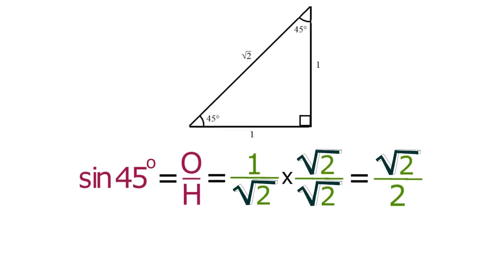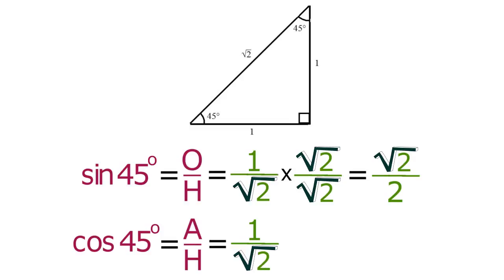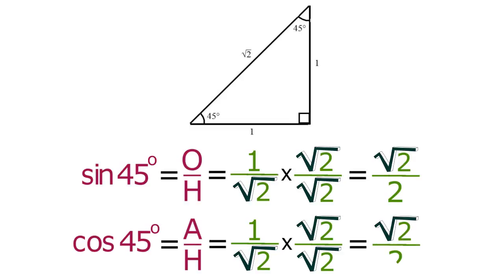You can use the same method to find the cosine of 45 degrees. Begin by recalling that the cosine of any angle equals A over h. This value equals 1 over radical 2. This is the same value as the sine of 45 degrees, but again, we need to rationalize the denominator. The result again is radical 2 over 2.